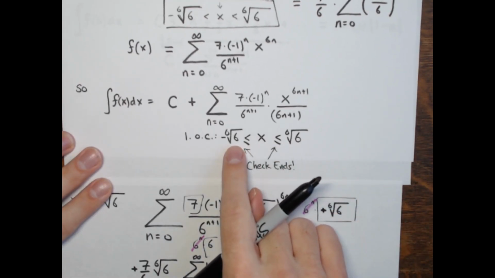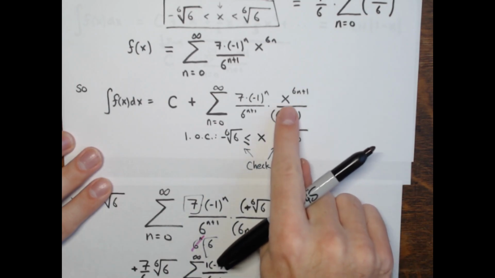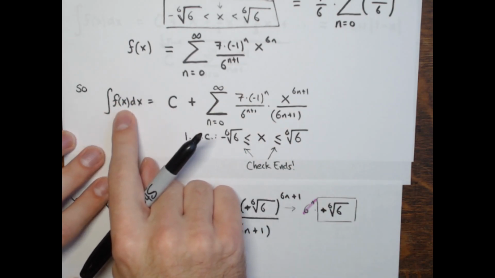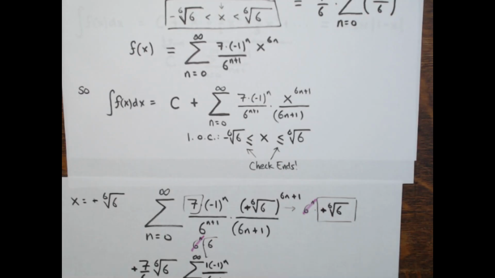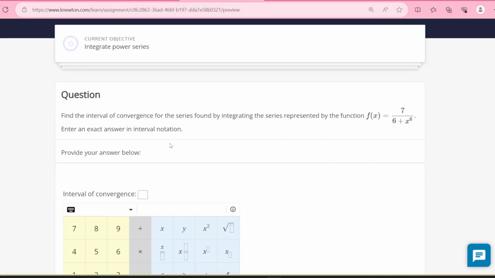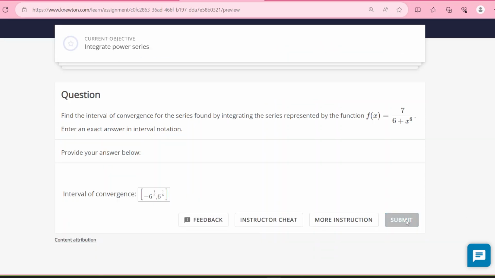When I plug in negative 6th root of 6 or positive 6th root of 6 for x, this series will converge to some value, plus some constant, that will be equal to whatever the integral of that function is at that value of x plugged in. So I'm moving the brackets on this. The interval of convergence includes the endpoints this time. So bracket, negative 6th root of 6, which I'll write as 6 to the 1/6 power, comma, and then positive 6th root of 6, 6 to the 1/6 power, and then close the bracket. Both ends are actually making that series for the integral convergent.